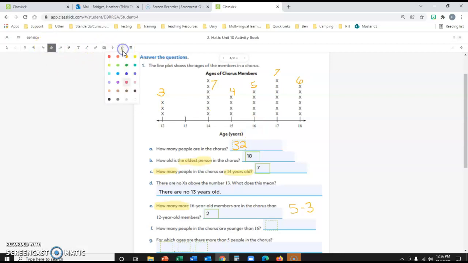Another strategy I can use is to take a look at these x's and cross them off. 1, 2, 3. 1, 2, 3. You see that I have 2 left.